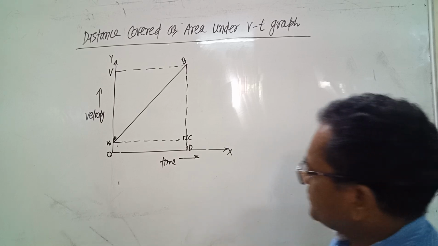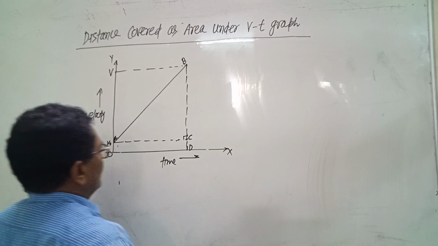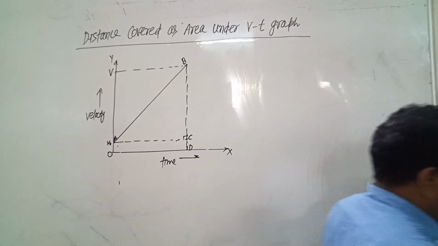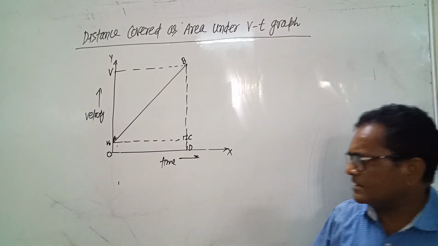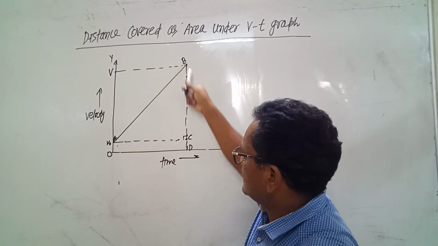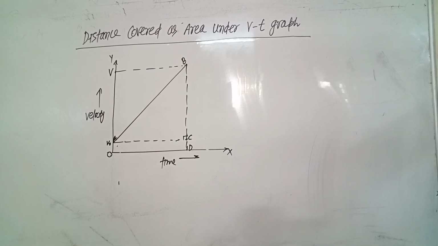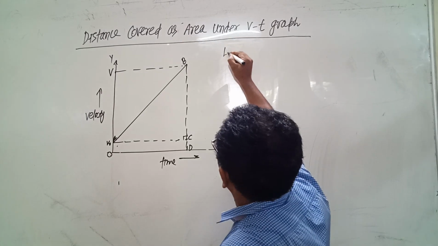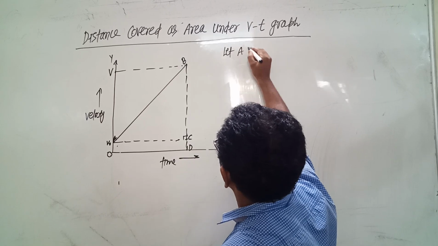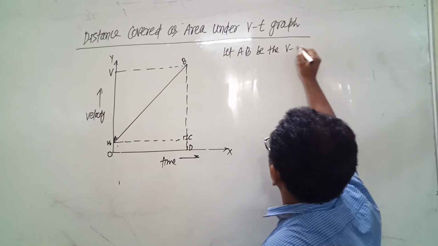So we have to find the area under this graph. We have to find the area under the graph AB, and the area under the graph AB gives the expression for the distance covered. So let AB be the VT graph.